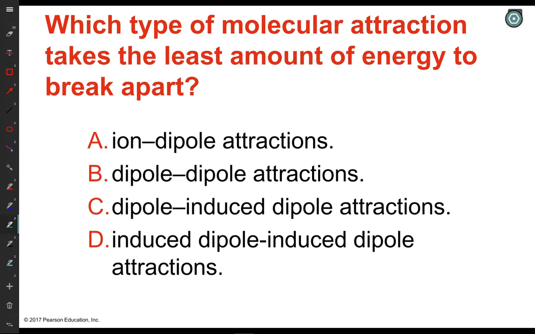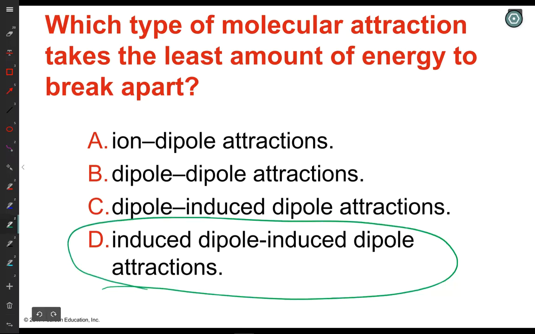Okay, so to make sure we understand some things, we talked about 4 different types of molecular attractions. Which takes the least amount of energy to break apart? That's which one is the weakest? D. Okay, so we have D as our answer from Amber. What do you say, Jessica? I agree. The least amount is induced. In fact, I put them here in order of strength. The strongest is this one. And the weakest is the induced dipole.